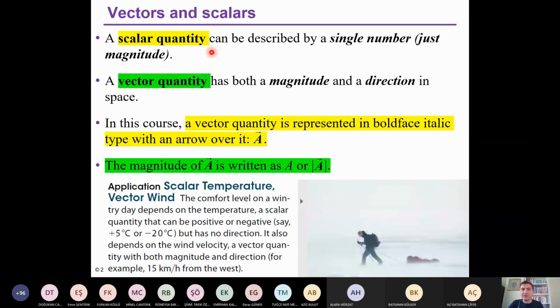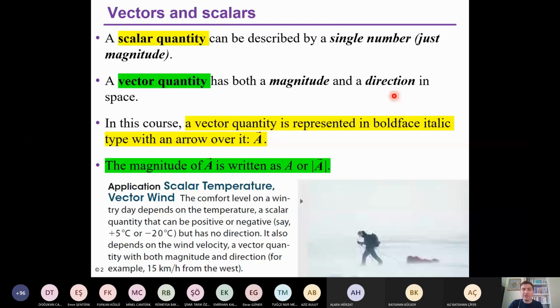A scalar quantity can be described by a single number, just magnitude. For example, temperature. For example, energy, okay? We are talking about temperature plus 5 degrees or now plus 30 degrees Celsius or minus 20 degrees Celsius, okay? Just numbers, just magnitude and unit, but it has no direction, okay? A scalar quantity has no direction. It has just a number, just magnitude. However, a vector quantity has both a magnitude and a direction in space.